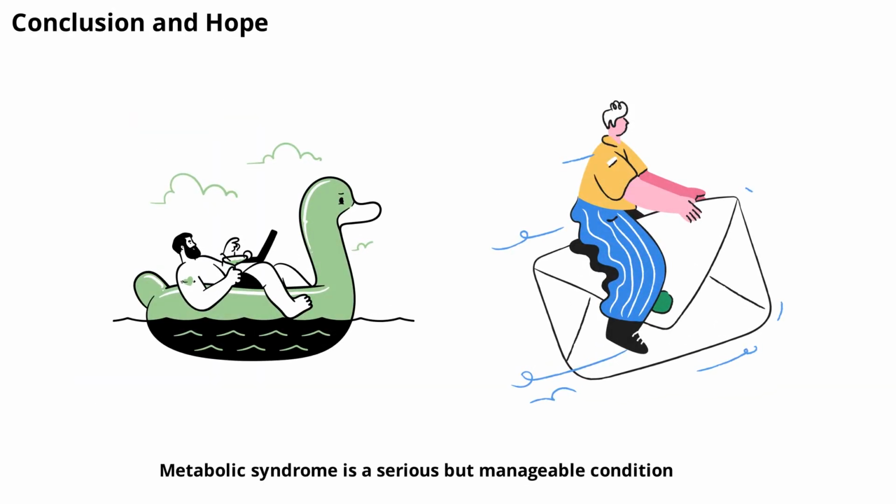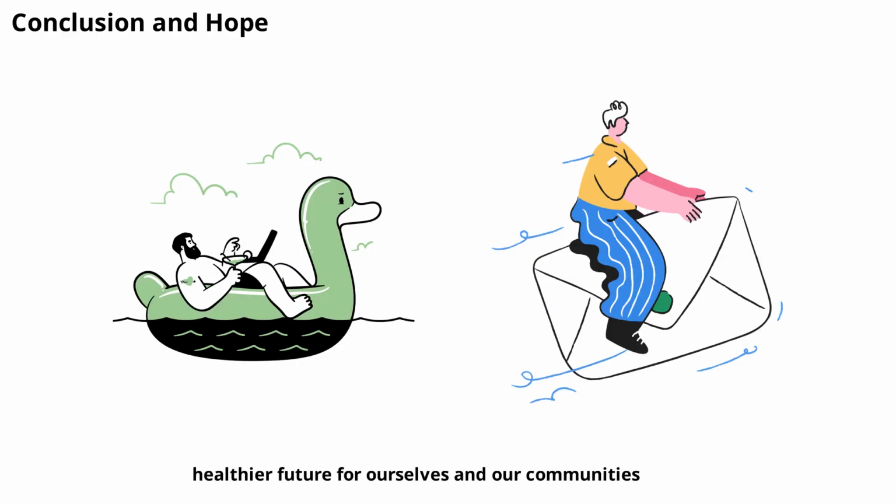Metabolic syndrome is a serious but manageable condition. With awareness, education, and proactive lifestyle changes, it's possible to prevent or even reverse its progression. By taking steps today, we can look forward to a healthier future for ourselves and our communities.